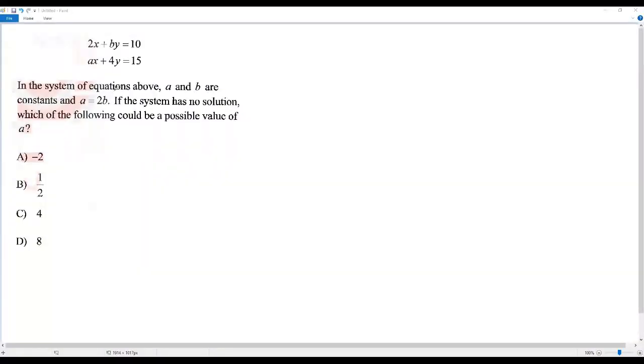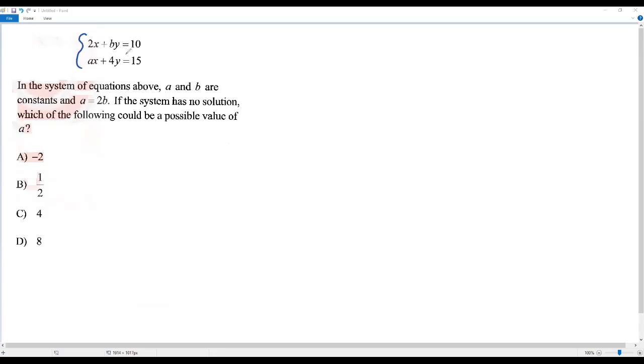Here we have a SAT math question. Here we have a system of two equations. In the system of equations above, a and b are constants and a equals 2b. If the system has no solution, which of the following could be a possible value of a? So our aim is to find the value of a.